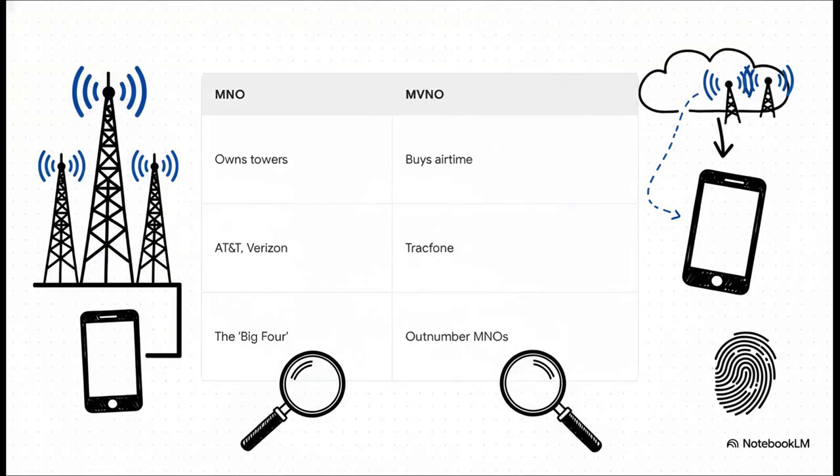Not all cell service is created equal. First, you have your mobile network operators, or MNOs. These are the big guys like AT&T and Verizon that actually own all the physical cell towers. But then you have mobile virtual network operators, MVNOs, like TracFone. They don't own any towers. They just buy airtime from the big guys and resell it. And knowing which is absolutely crucial when you're serving a warrant.